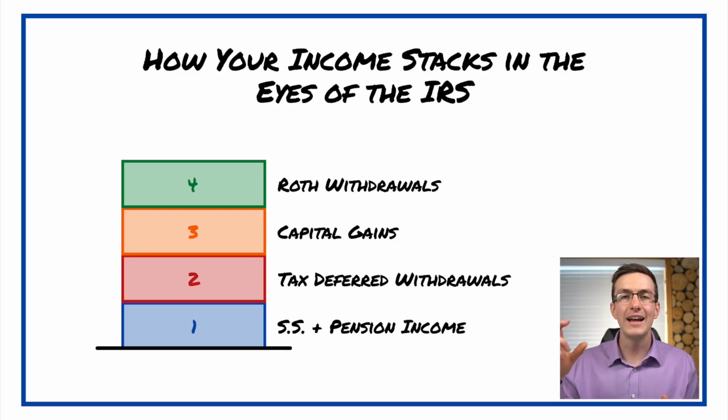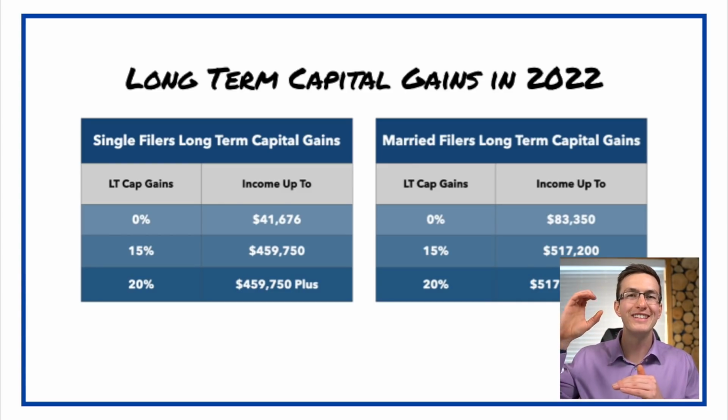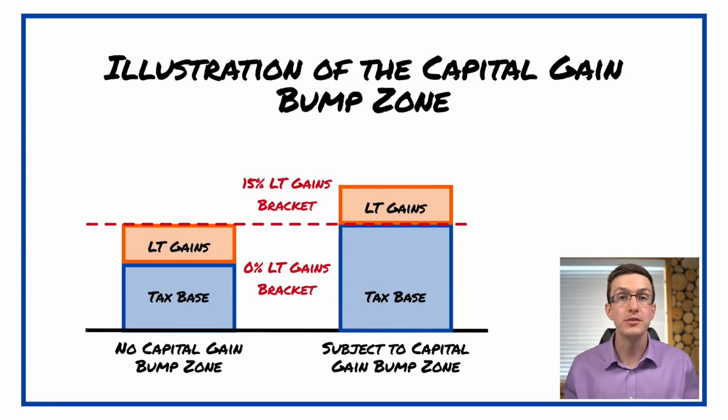Now, what stacks on last would be your capital gains. Now, with long-term capital gains, you have different tax rates that you may be subject to. And what tax rate you're subject to depends on how much income you have before you stack on long-term capital gains last. And so certain retirees may be in the 0% zone, while certain retirees may be pushed up into the 15% zone. And this is exactly how this capital gain bump zone is created.